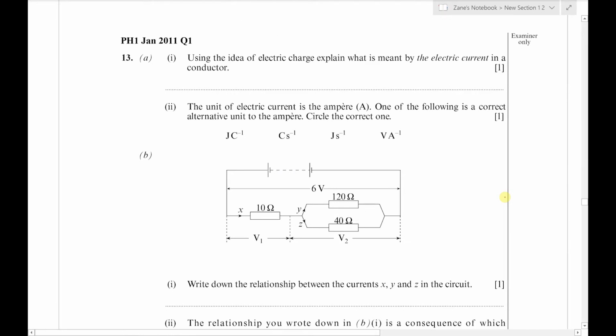Hello and welcome to another WJEC A level physics question. This was from January 2011's Unit 1 paper, and it was the first question. It's on basic electricity, which nowadays you'll find in Unit 2 of the WJEC specification.